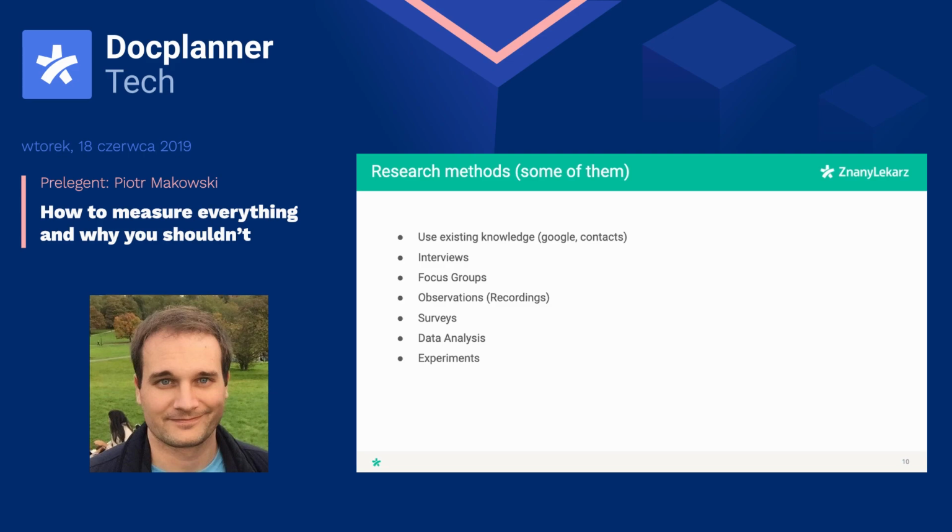Observations. With physical products, usually you can observe the customer in the store, how he behaves, and so on. For us, we have recordings. We observe how our patients and our doctors use our products. We try to analyze it. We look for inconsistencies. We look for obstacles.